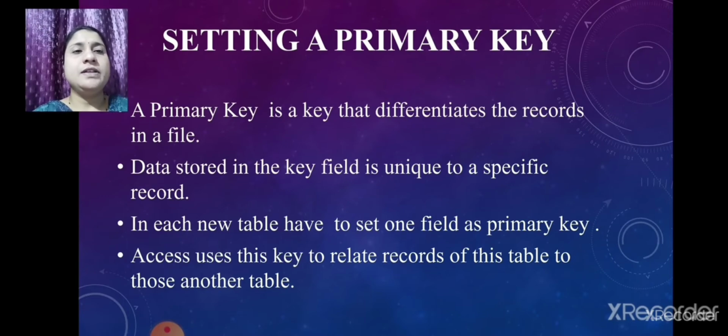So a primary key is a key that differentiates the record in a file. With the help of this primary key, we can differentiate the records in the file. Data stored in the key field is unique to specify a record. It should be unique and it should be specified.